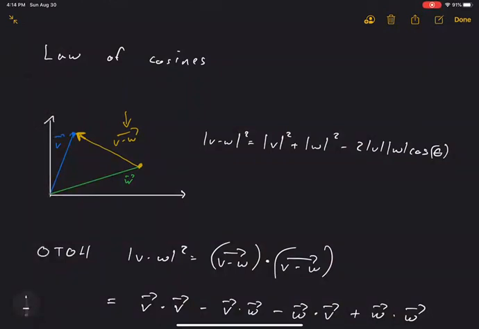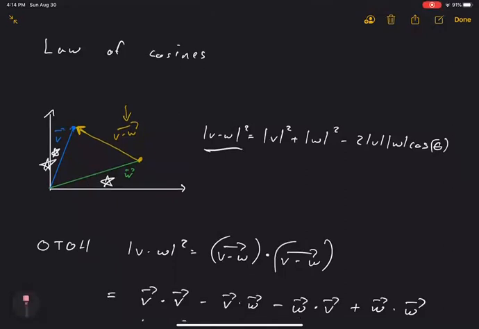And by the law of cosines, we know that this is going to be equal to this length plus this length. Well, this length is the magnitude of v, and then we're squaring it. And this length here is the magnitude of w, squared for our formula. And then I subtract this term, minus 2 times the magnitude of v, times the magnitude of w, times the cosine of the angle between v and w.